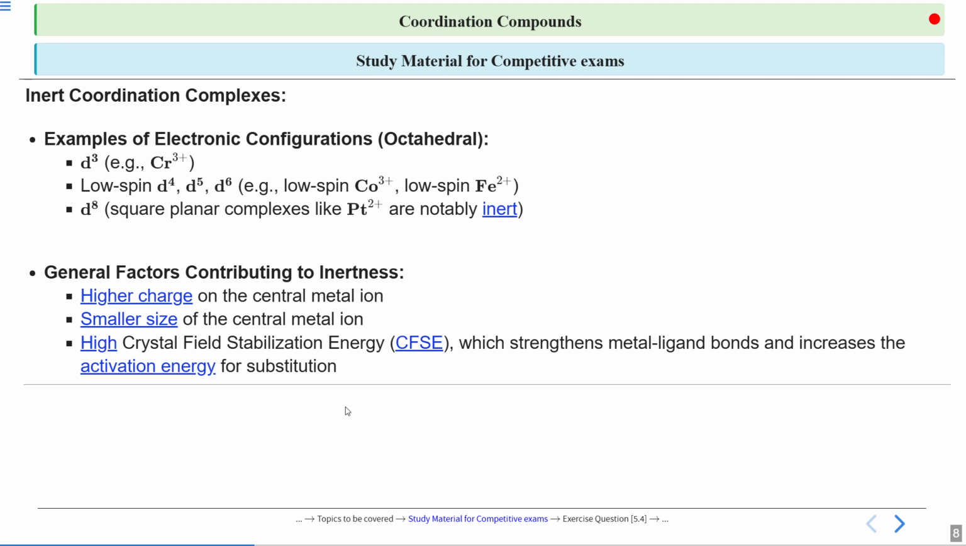Okay, and this metal-ligand bond is a bond formed between the metal and the ligand, which is a metal coordinate bond. Okay, so due to the high crystal field stabilization energy value, the metal-ligand bond will get stronger, due to which the activation energy will be increased for any kind of substitution of ligands. So these are the factors that are contributing towards the inertness of the coordination complexes.